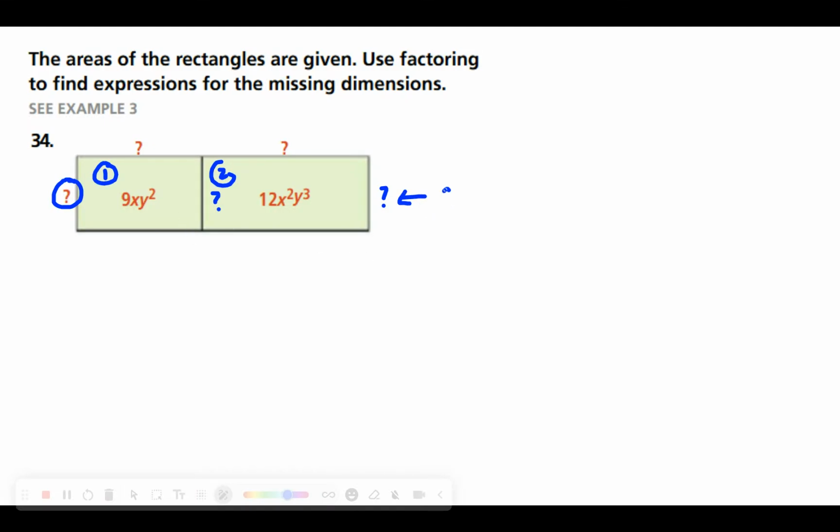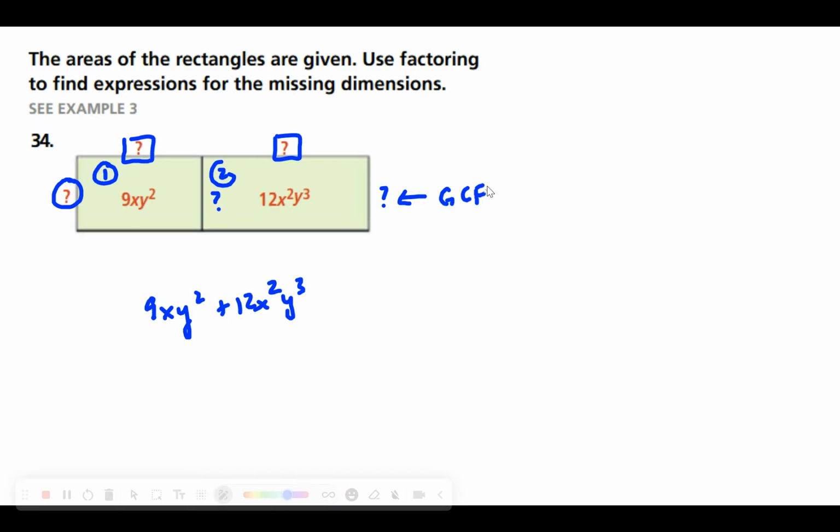This question mark is going to be the GCF of this polynomial, 9xy squared plus 12x to the second y to the third. The GCF will be common to both. Then what's left over inside is going to be these pieces up here. And again, we'll label the picture once we're all done. But this is just another GCF problem.